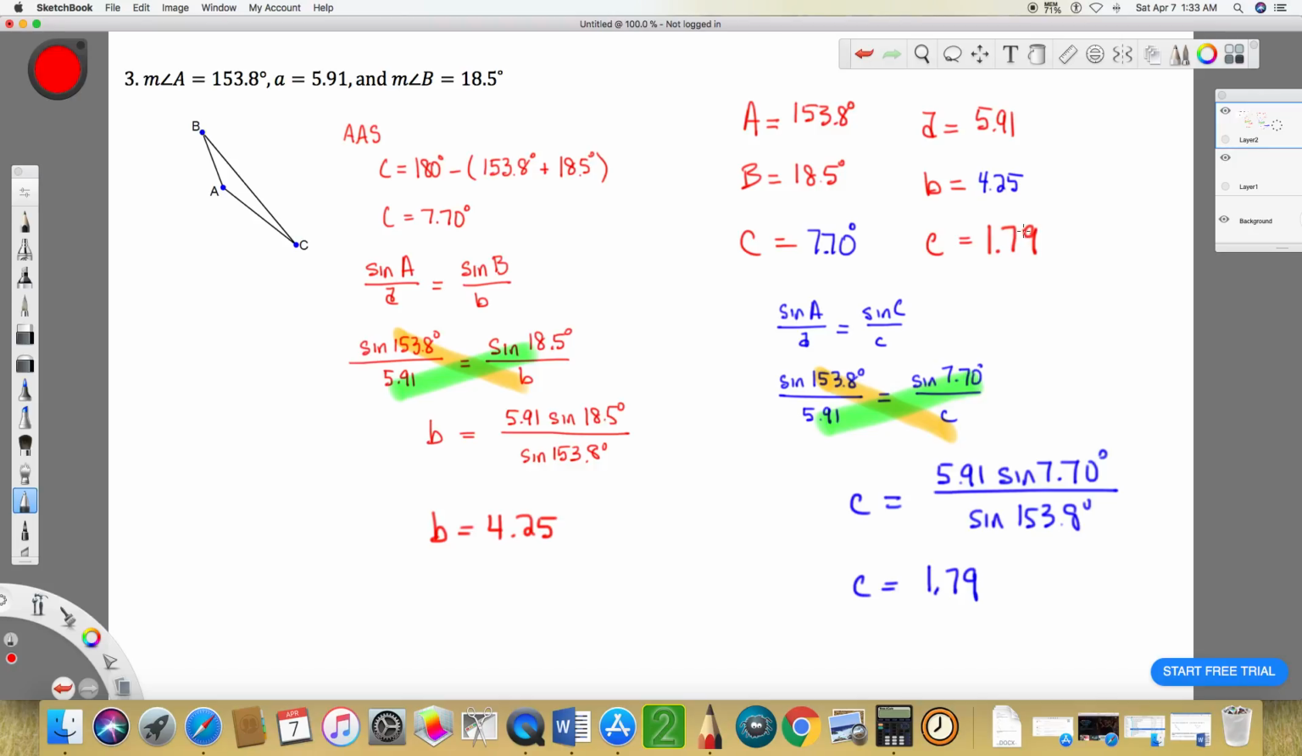Yeah, I wrote that in red. I guess I should have kept it in blue. That doesn't matter.